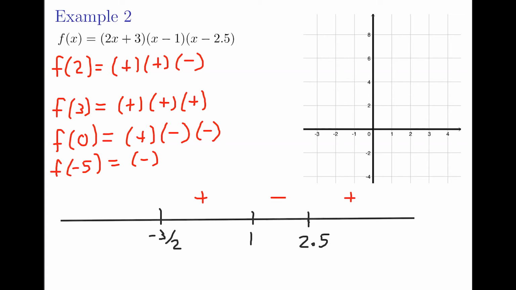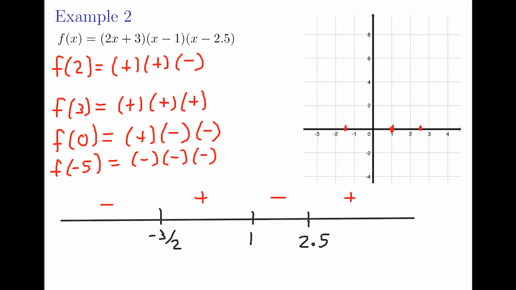And then negative 5 minus 1, that's also negative. And finally, negative 5 minus 2.5, also negative. So the product of three negatives is negative. So what does the graph of this function look like? We've got these three x-intercepts at negative 3/2, at 1, and at 2.5.